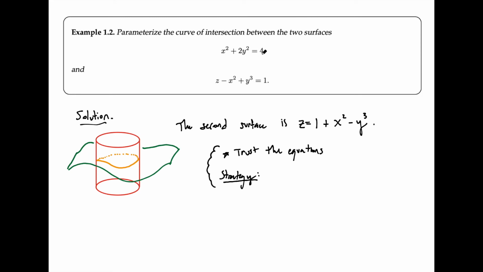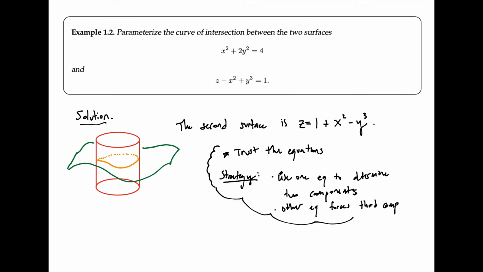So what I'm going to do is I'll use this equation, pretend it's just an ellipse, write down what my x and y functions are, and then this other equation is going to force z upon me. I won't have a choice. Once I've determined what x and y are, this equation will determine what z is. So let me write that general strategy down. That's a good general strategy for these parameterization problems when you have two intersecting surfaces.